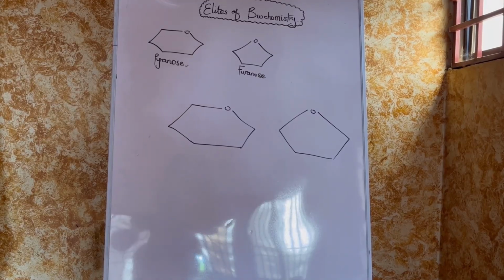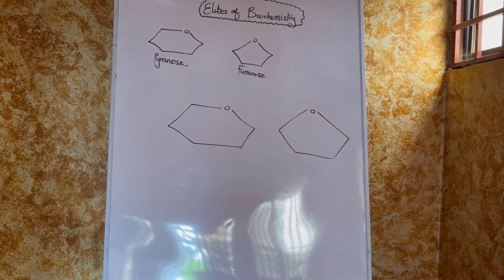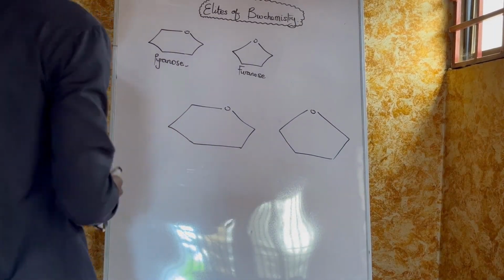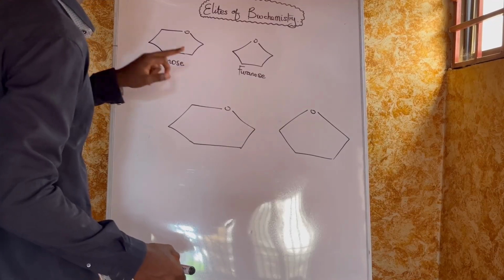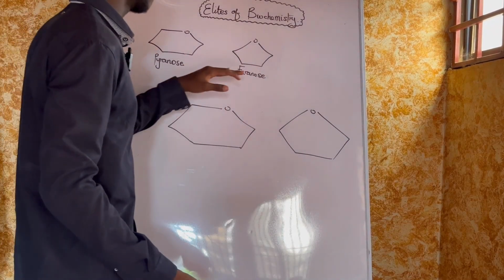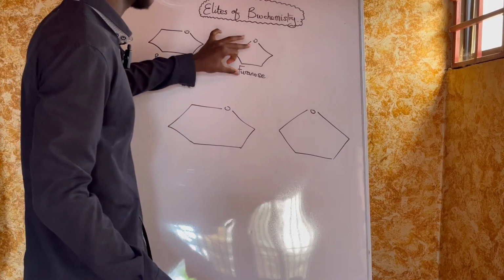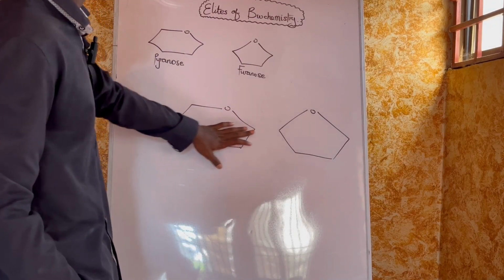Alright, so welcome everyone to the lesson of BCME 201. Today I want to continue with the naming of the sugars, but I just want to give you a hint on how to name these particular sugars. We've already discussed 6-membered ring sugars. We've talked about the 5-membered ring sugar. This is how a 6-membered ring sugar looks, and this is how a 5-membered ring sugar looks. So this is the pyranose and this is the furanose.